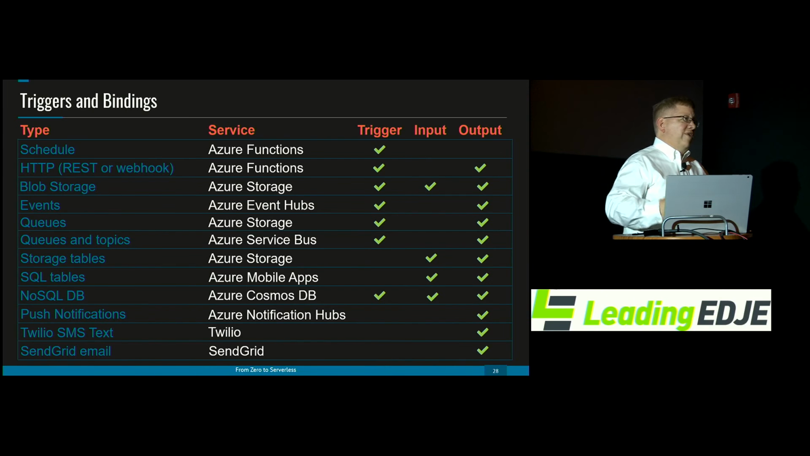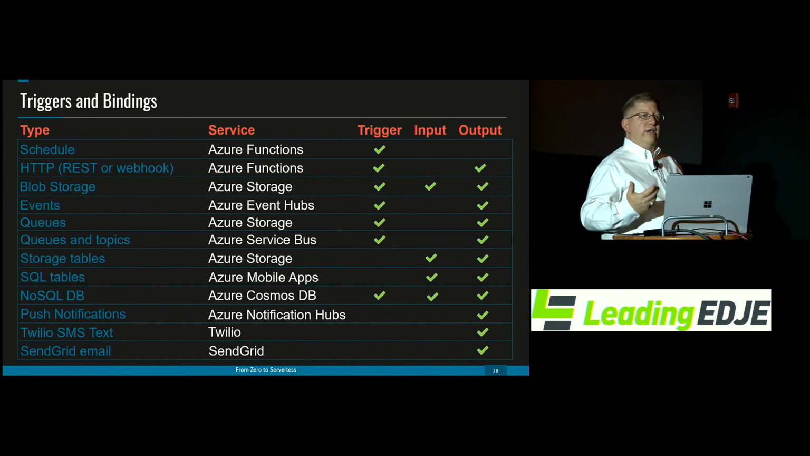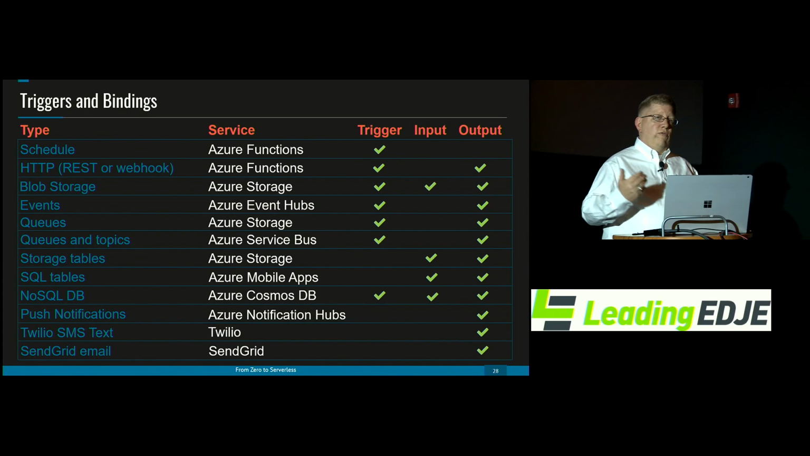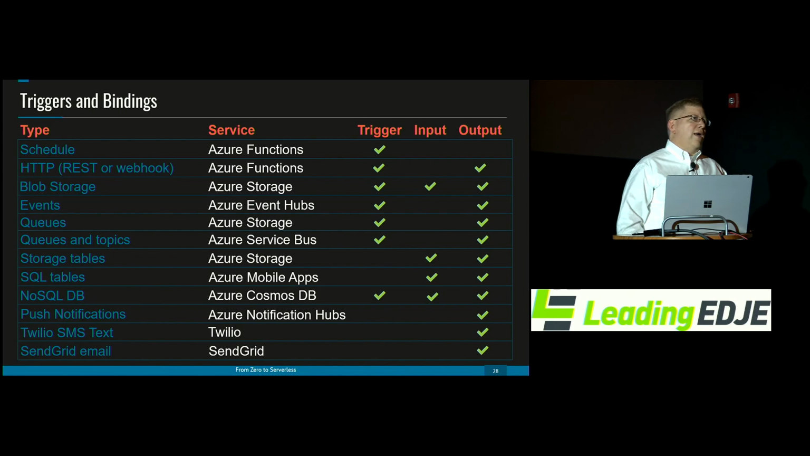You can do a schedule. Let's say I need something to run every day at 8 a.m., or every 5 minutes, or every 10 minutes, right? You can have those types of schedules. There are HTTP triggers, which, like I said, is what you see a lot of these functions doing. You can do REST calls, you can do webhook calls. But you can also do things like blob storage, right? You can react when something goes into a blob.